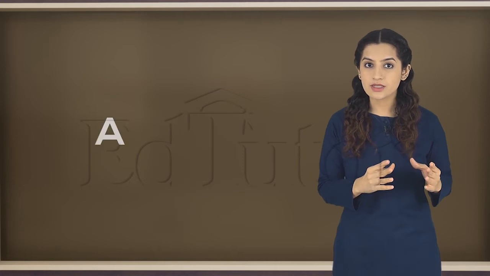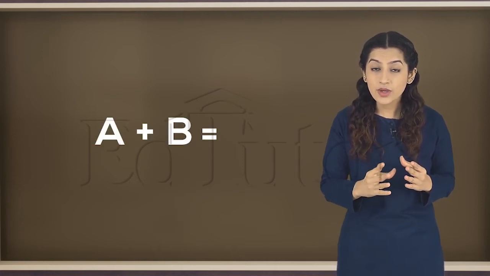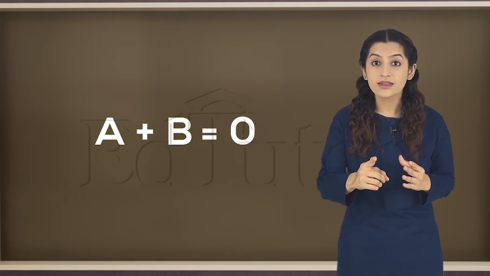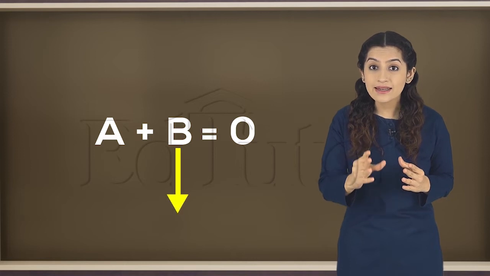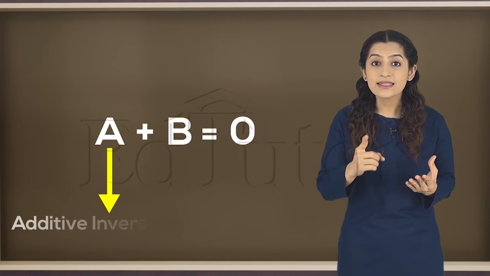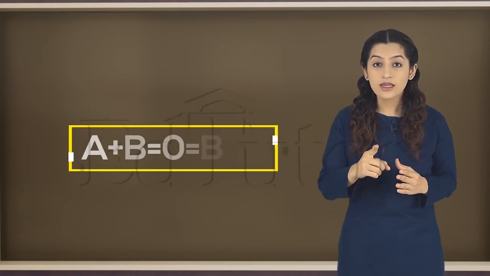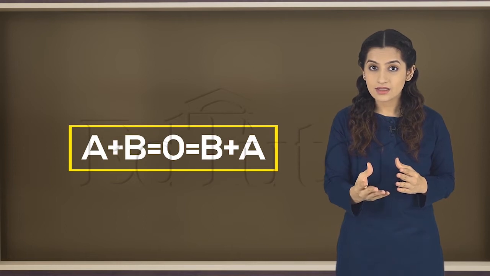Moving on to matrices. If you have a matrix A and adding a matrix B into it gives you the additive identity, which was the 0 matrix, then this B is called an additive inverse of A. Or we can say that A is the additive inverse of B. Mathematically, we write it like this.